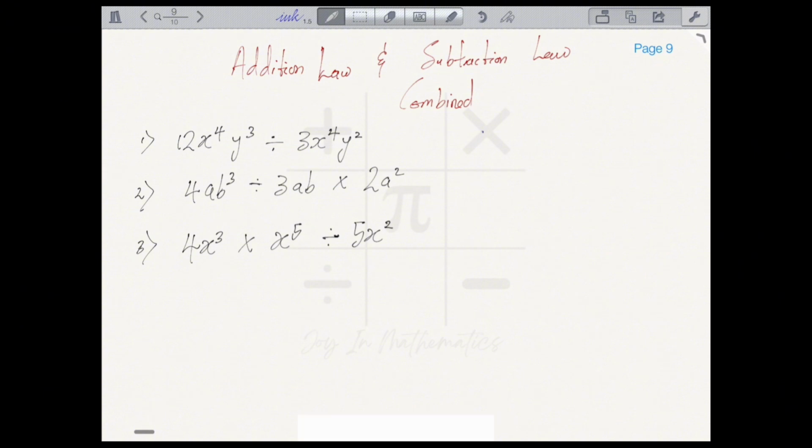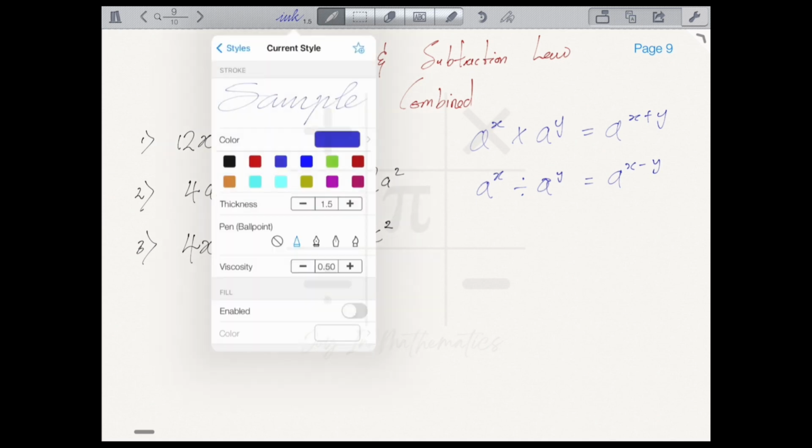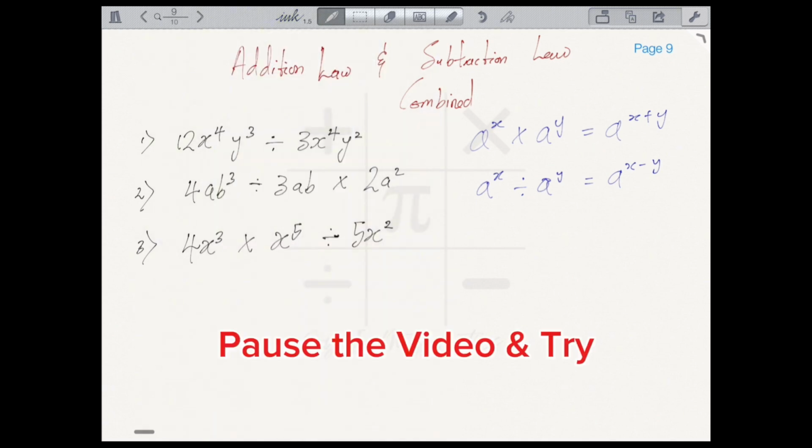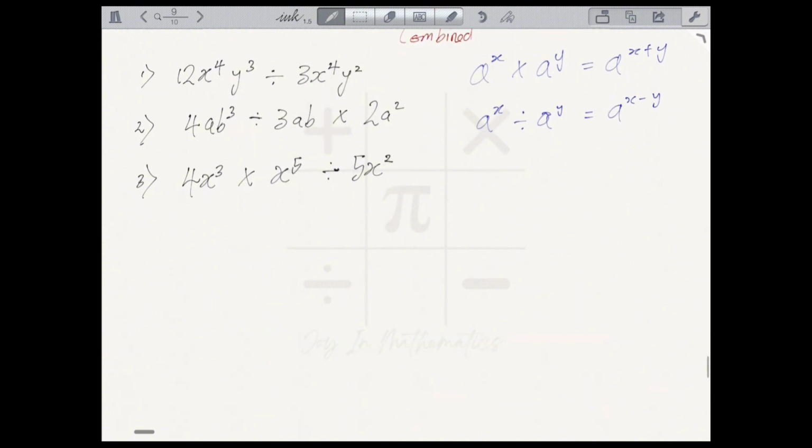And let's recall the principles: a raised power x multiplied by a raised power y is equal to a raised power x plus y, and a raised power x divided by a raised power y is equal to a raised power x minus y. So now let's solve this. You can pause the video right away and give it a try, but we will solve all together.